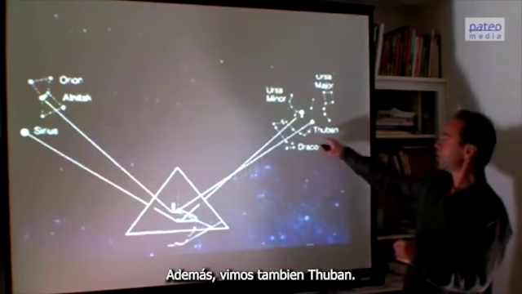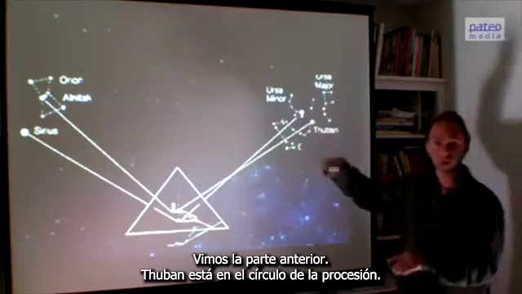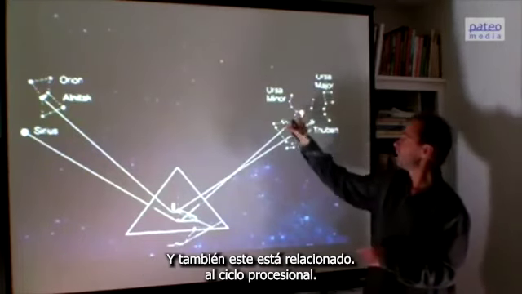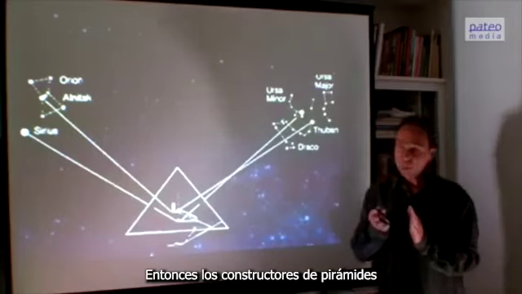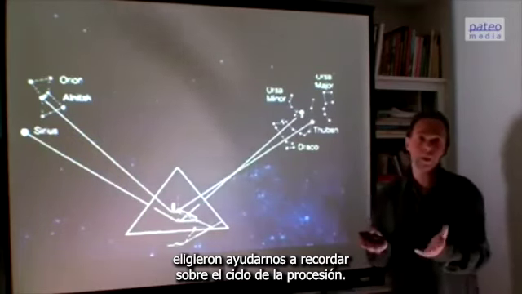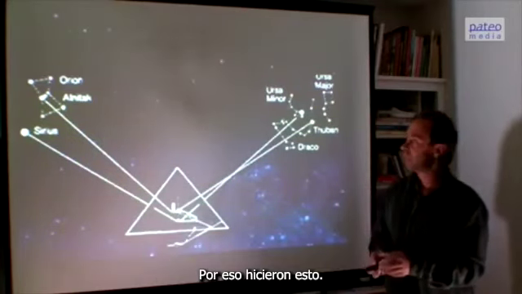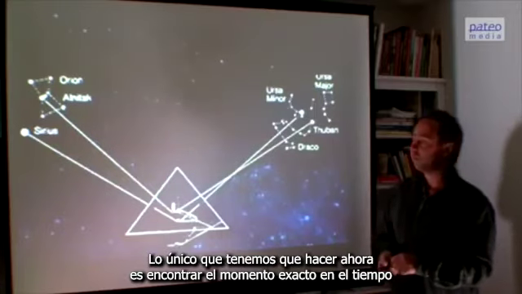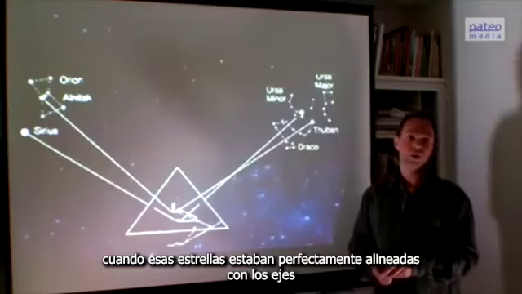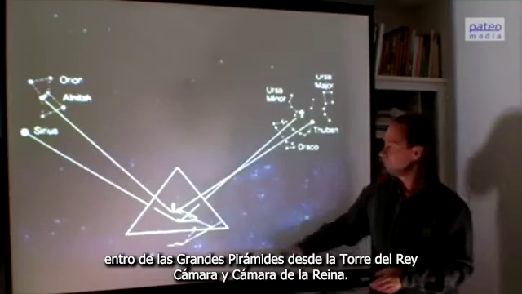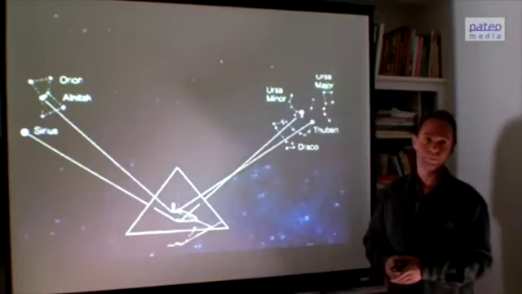We first saw Thuban, we saw in the previous part, Thuban is on the circle of the precession, and also this one is related to the precession cycle. So the pyramid builders chose 4 stars to help us remind about the precession cycle. That's why they did it. The only thing we have to do now is to find the exact moment in time when those stars were perfectly aligned with the shafts inside the Great Pyramid, from the King's Chamber and the Queen's Chamber.